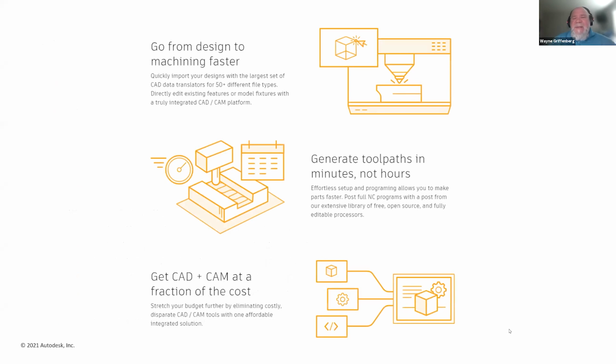So first, if you're in a shop and maybe you receive a lot of different parts from customers, they could be in different file types: SolidWorks, Solid Edge, Pro E, CATIA, and even your standard STEP and IGES files. Well, we have over 50 different translators where you can bring those files directly into the interface. If you have to make some changes, you might not be a mechanical engineer or designer, but you still might need to make some changes to make those parts makeable. We have an integrated way to do that in our CAD side.